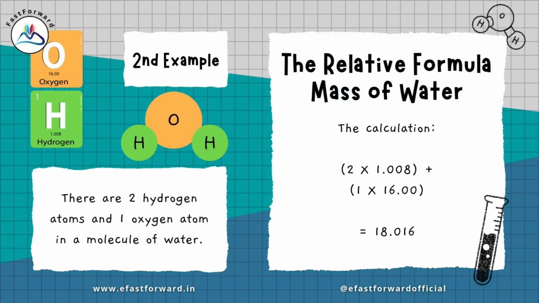Second example is the relative formula mass of water. In this formula, there are 2 hydrogen atoms and 1 oxygen atom in a molecule of water. Here's the calculation: 2 multiply 1.008 plus 1 multiply 16.00 equals 18.016.